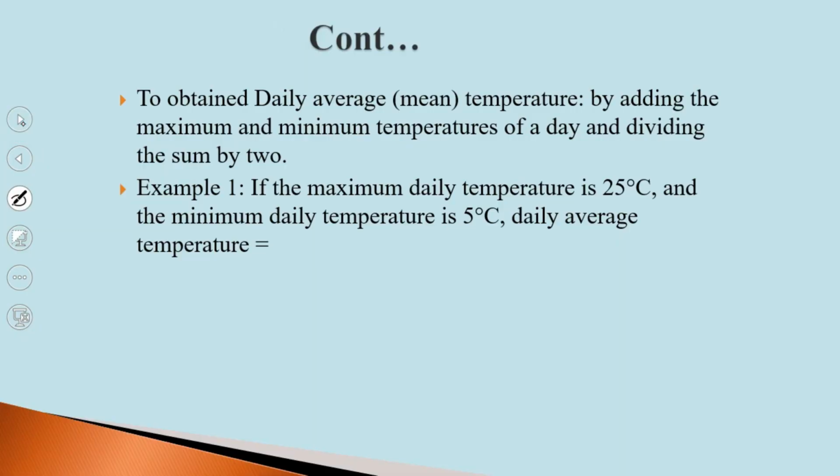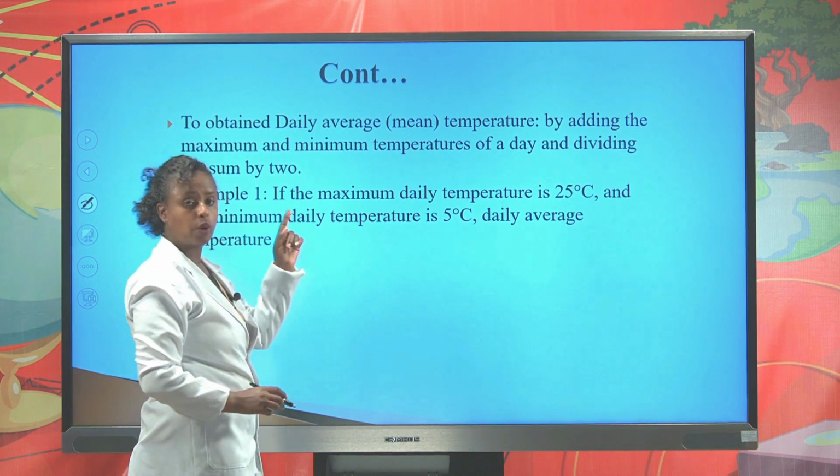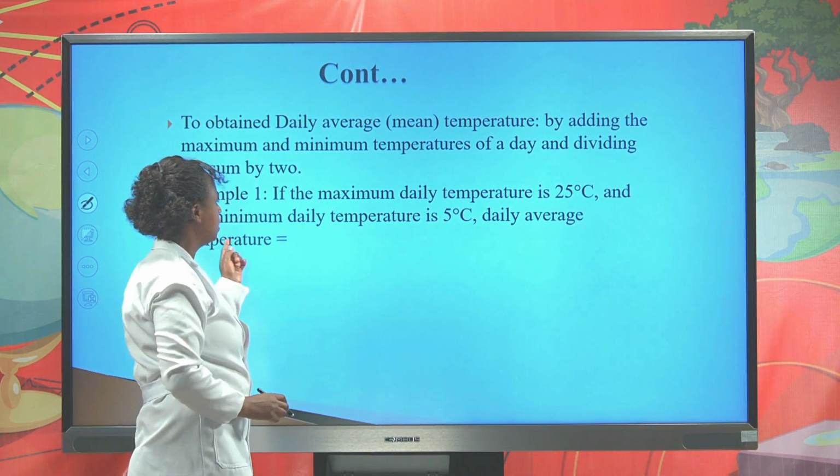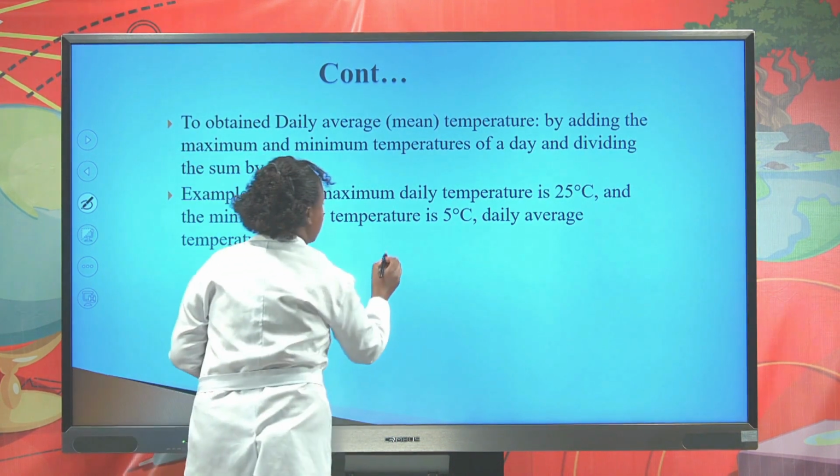In order to get the average or the mean temperature of a day, we have to add the maximum temperature and the minimum temperature, then divide the sum by 2. For instance, the maximum temperature of a day is 25 degrees Celsius and the minimum temperature of the day is 5 degrees Celsius.